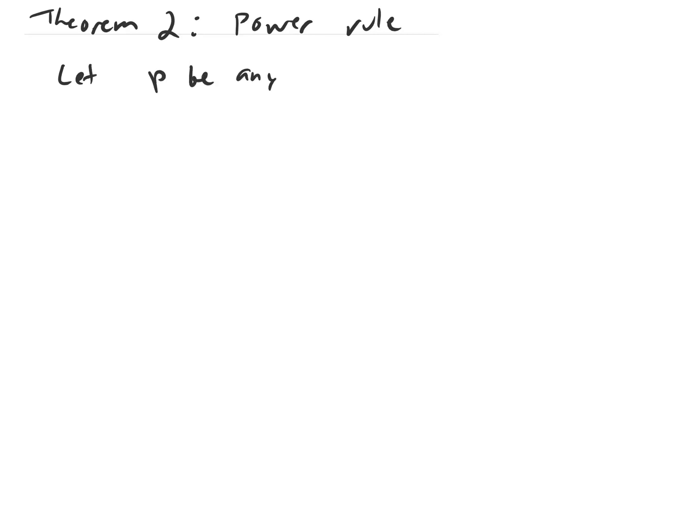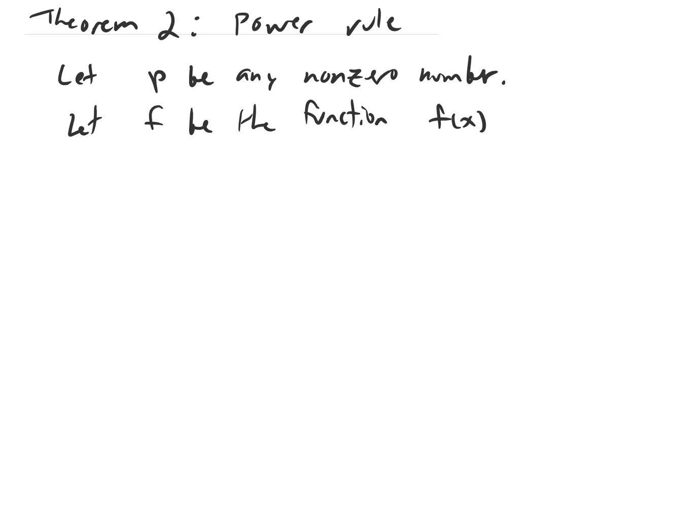So let p be any non-zero number. All right, then let f be the so-called power function. f is the function f of x equals x to the power of p. These types of functions are easy to differentiate. Then f prime of x is p times x to the p minus 1. So the exponent comes down, and then we drop the exponent by 1.